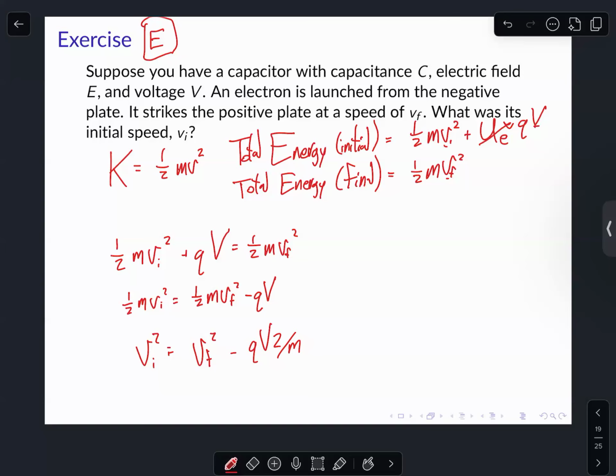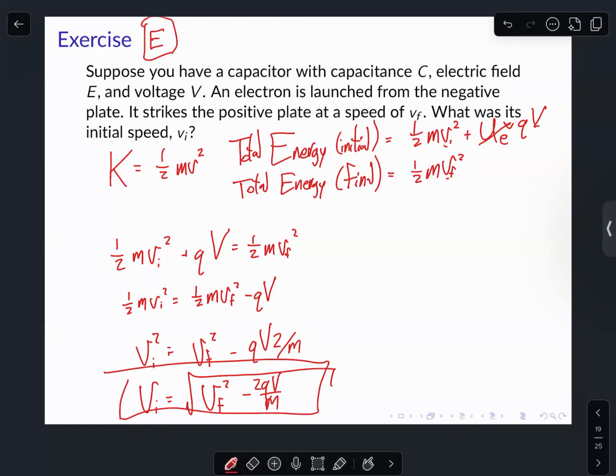Okay, and the final step. How do I undo a square? With a square root. Now, when I square root a sum, can I break that apart into two square roots? No. The square root of a sum is not the same thing as the sum of the square roots. My final answer is the root of v final squared minus 2qV over m. There's more than one way to write this, by the way. If you're given capacitance and electric field, you can reshuffle these terms in a couple of different ways. I think this is the most straightforward way.